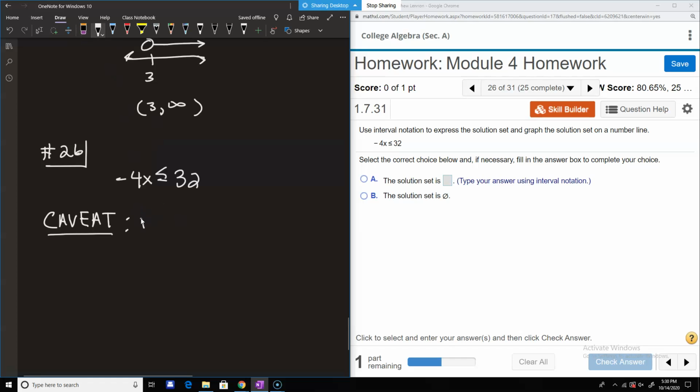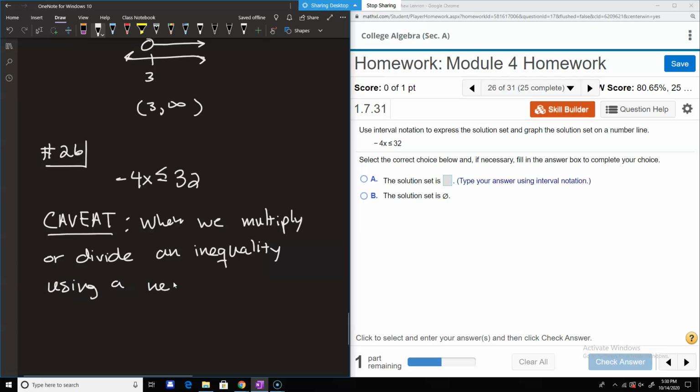Anyway, I just want to note that when we multiply or divide an inequality using a negative, we must flip the direction of any inequality symbols.